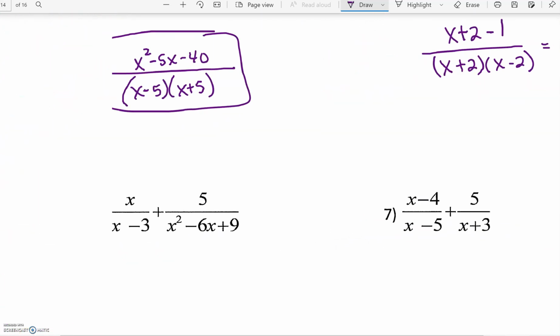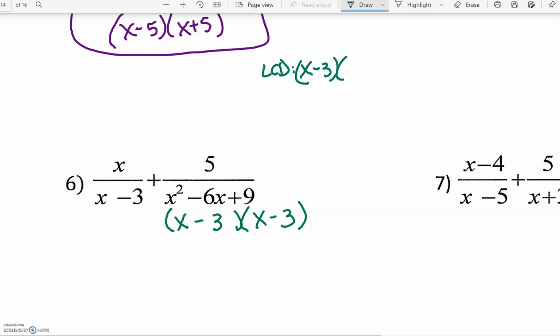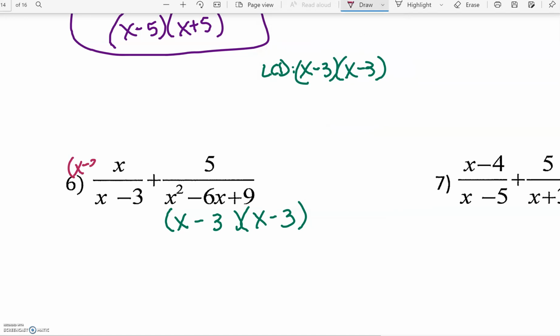All right, so let's go ahead and jump down here. So we're going to factor. And the factors of 9 that are going to add to get 6 would be -3 and -3. So x minus 3, x minus 3. Well, we only have one x minus 3 over here. So our LCD is going to be x minus 3, x minus 3. So we need one over on this side. So we're going to go ahead and multiply this times x minus 3, this times x minus 3.